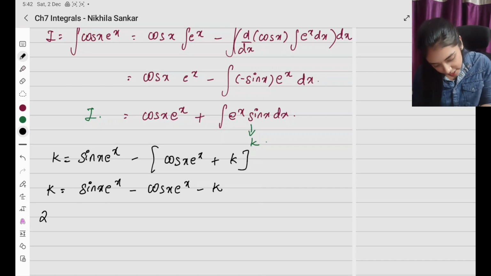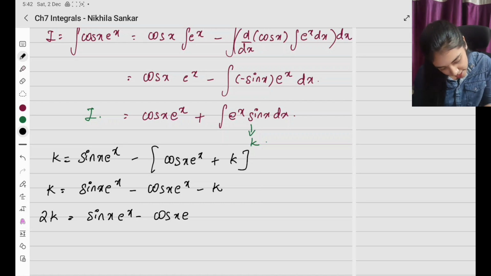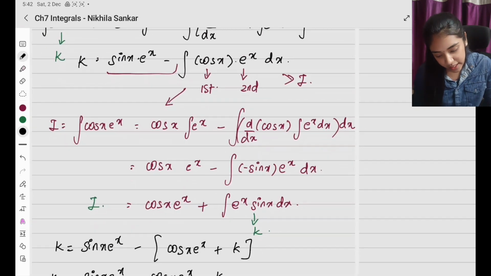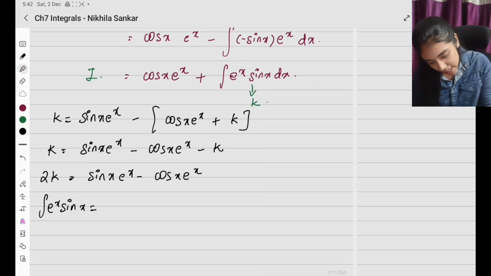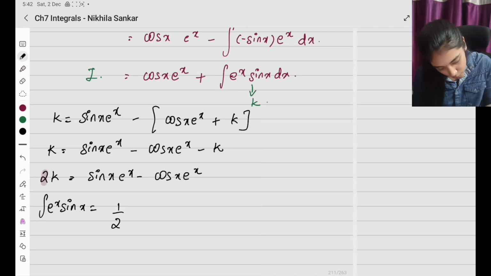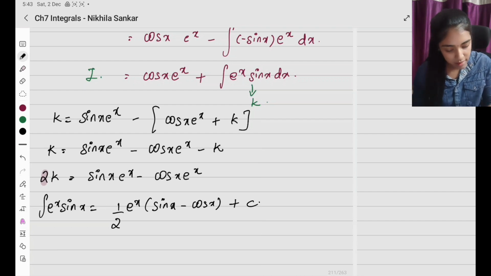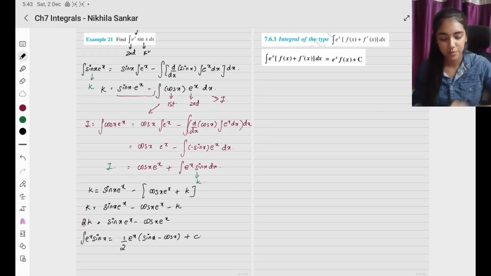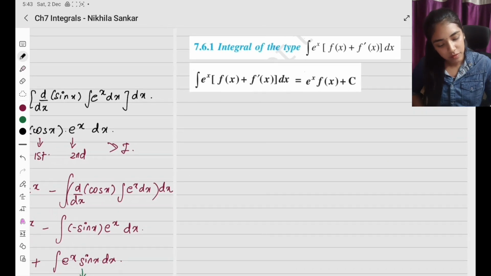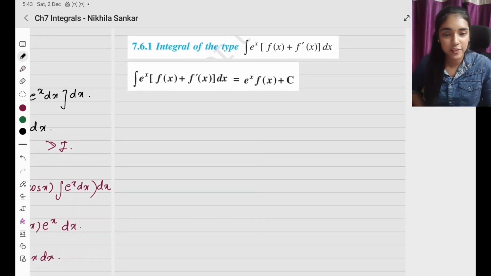Taking k to the other side, I have 2k equals sin x e to the x minus cos x e to the x. So what is my k? Our integral. So I have integral e to the x sin x equals, I can take this 2 to the other side, so it becomes 1 by 2. Taking e to the x common, I have sin x minus cos x plus c. Adding the integration constant in the end. I did not add the integration constant at first. So this is my final answer. Okay, understood? We have done many methods like this, with i, j, k and so on. Okay, so now integral of the type e to the x times f of x plus f dash of x.